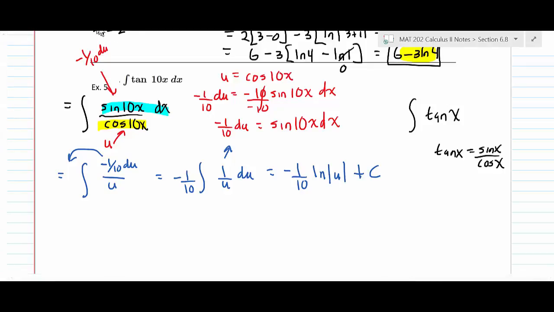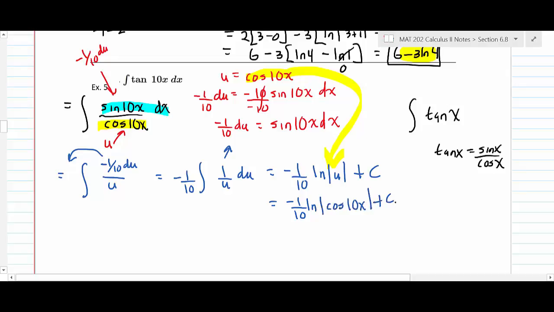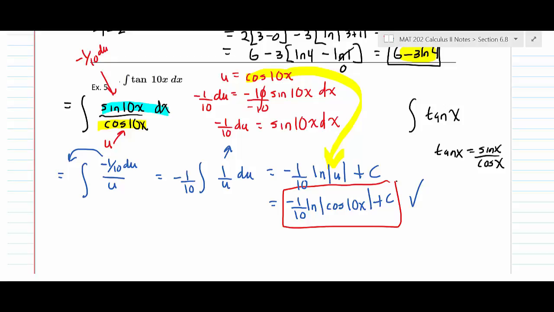And then what you want to do is just plug back in the u substitution, and then you've got it. So that would be negative 1/10 ln cosine 10x, and then plus c. That would be the final answer to that integral. That one's an easy one to check. You could take the derivative of your answer, and it should take you right back to this point, and then the identity would take you back to the tangent of 10x.